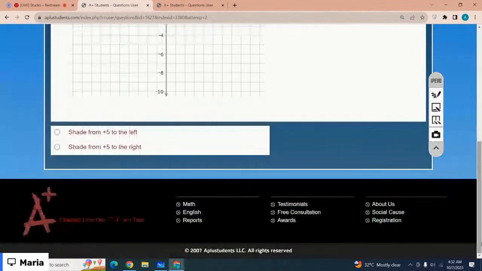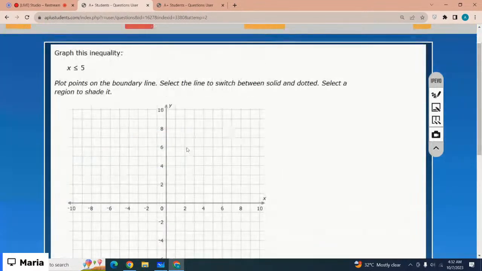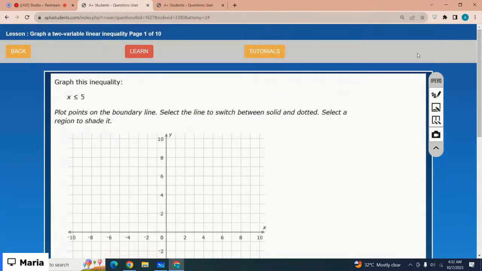So let's see which is the correct option. The correct option is shade from +5 to the left, right? You can see the one I did, it's on the left side of the +5. So shade to the left of the +5. Got it?